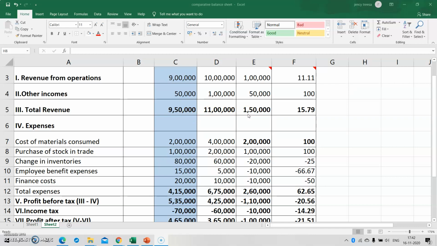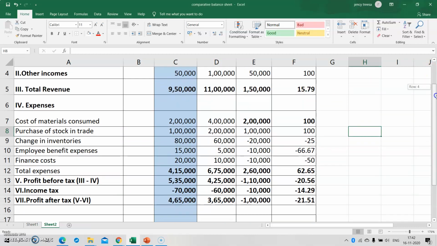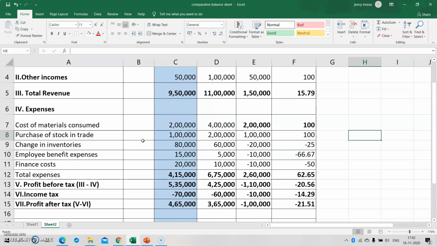And for this also, you will do the same. That is, 1 lakh 50 upon the base year's figure into 100 will give you the percentage increase or decrease. And for expenses, you have a lot of sub items under expenses. Cost of materials consumed, purchase of stock in trade, everything is given in the question. And so what you have to do is you have to do the same for all these expenses also.